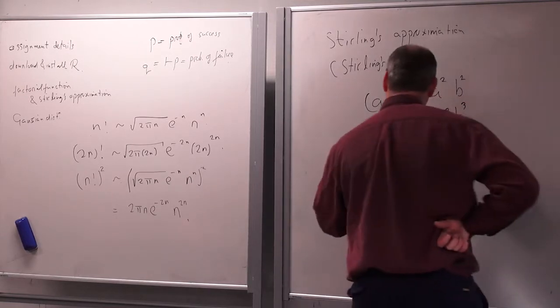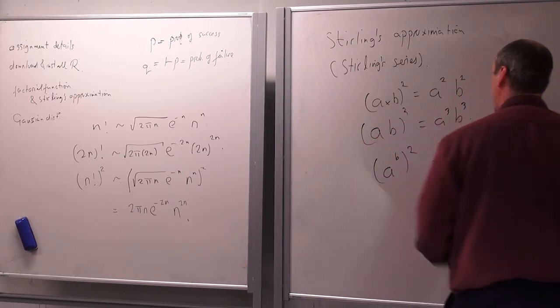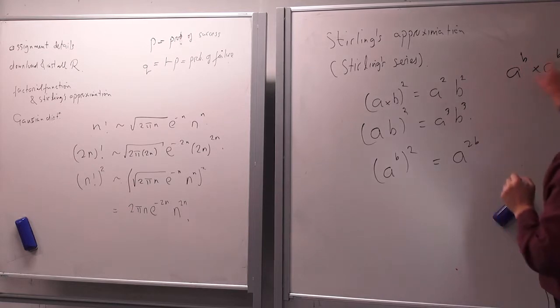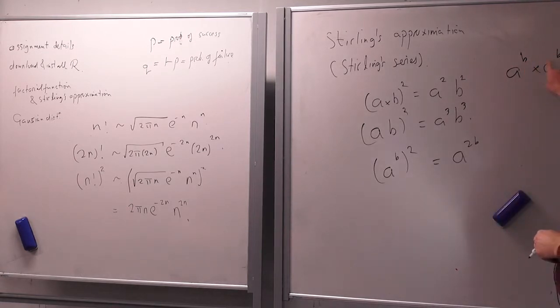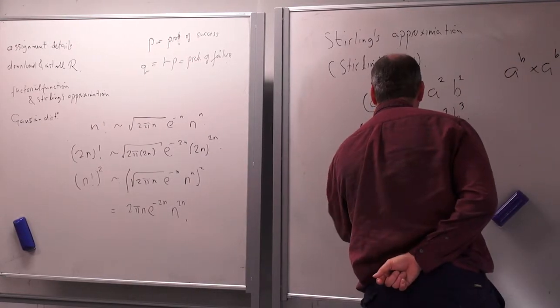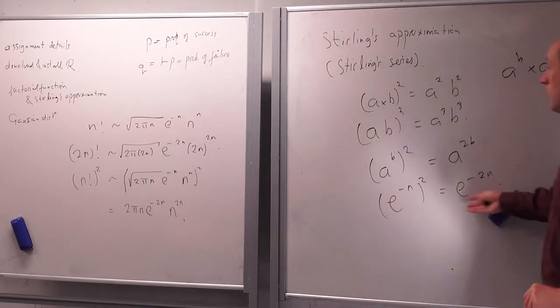What about a to the power b squared? That's just a to the power 2b. Because this one is just a to the power b times a to the power b. So we've got b copies of a here and another b copies. We've got 2b copies altogether, yeah? So e to the minus n squared is just e to the minus 2n. Yeah? And that's all I've used here.